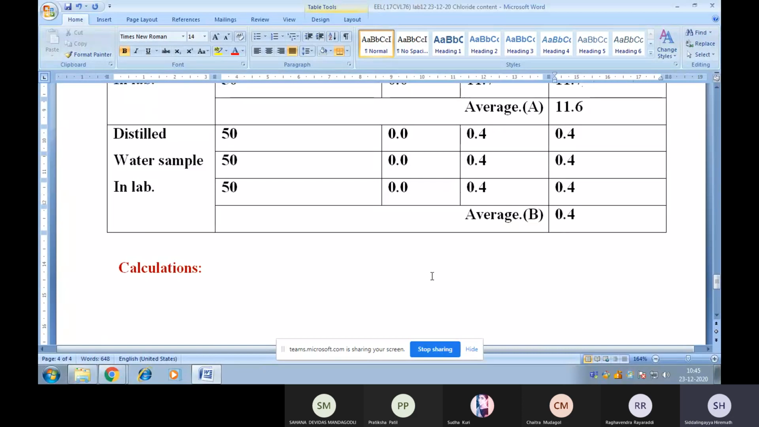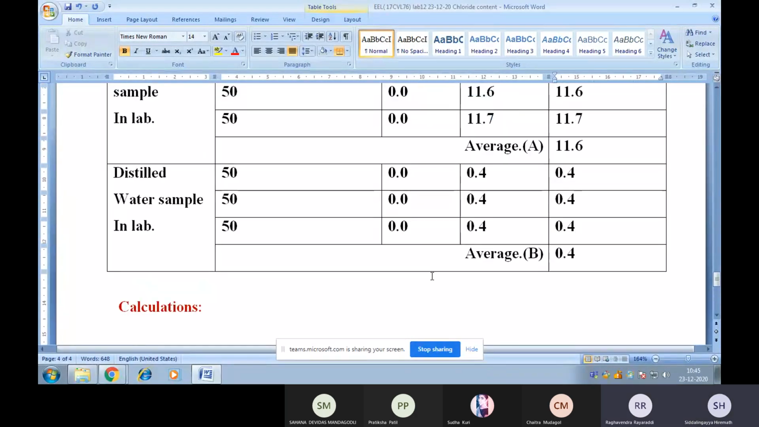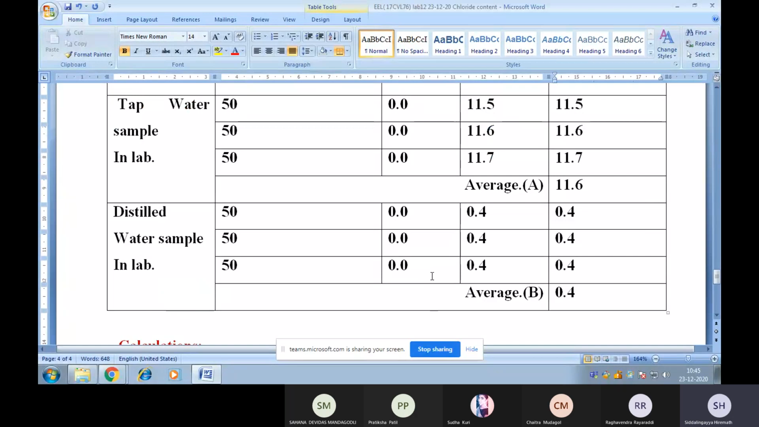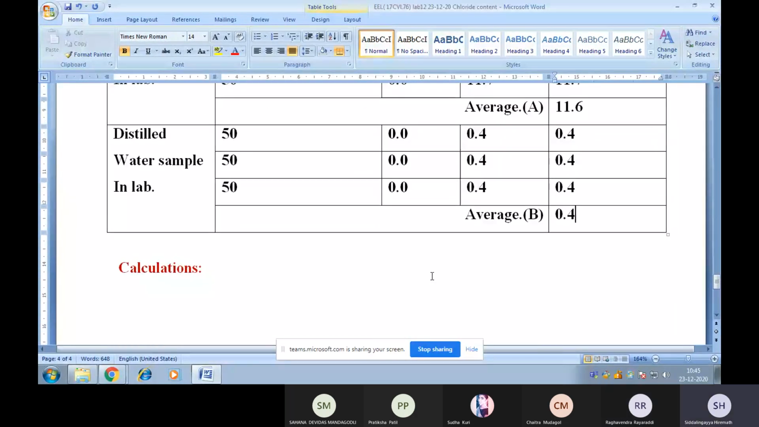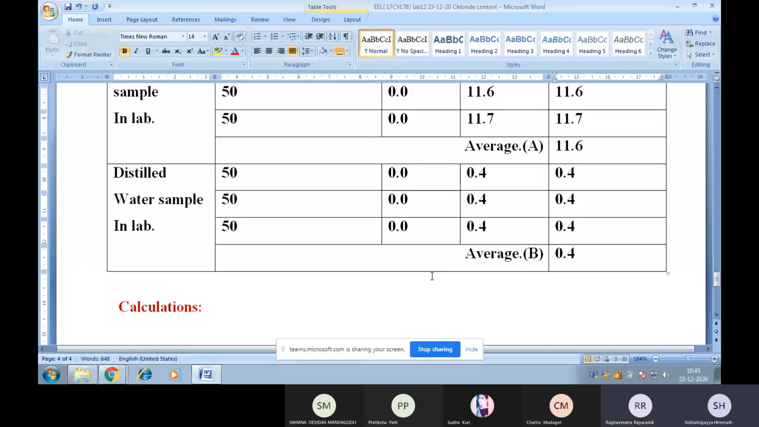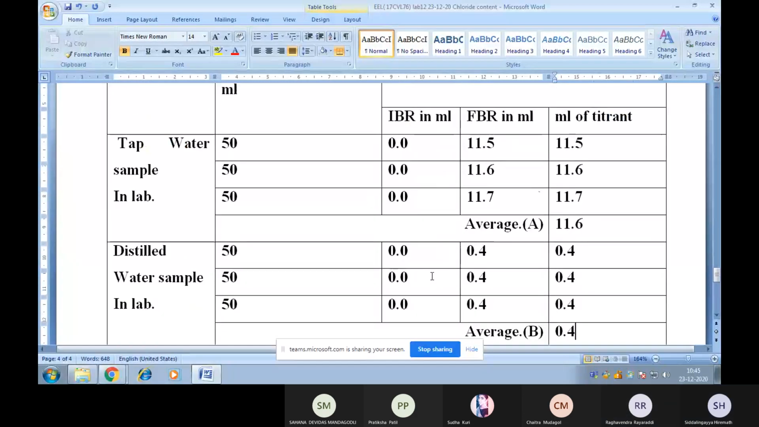Yes, Raghavendra, are you able to see the entries? Yes, sir. It's visible, sir. I have entered all the readings from the video. Okay. Is it clear? Yes, sir. Is there any doubt? No doubt. Okay. Very clear.